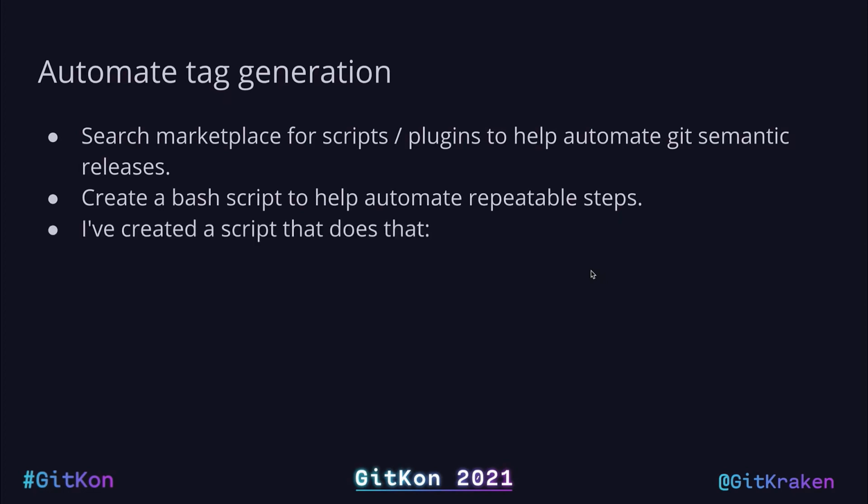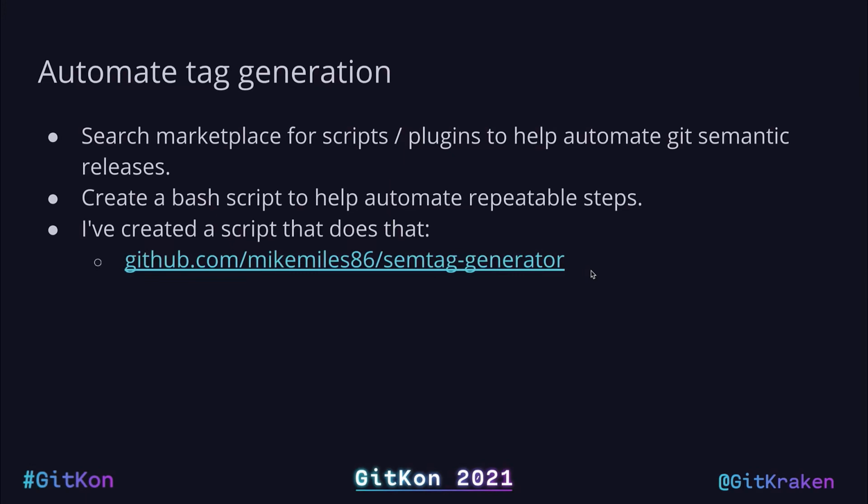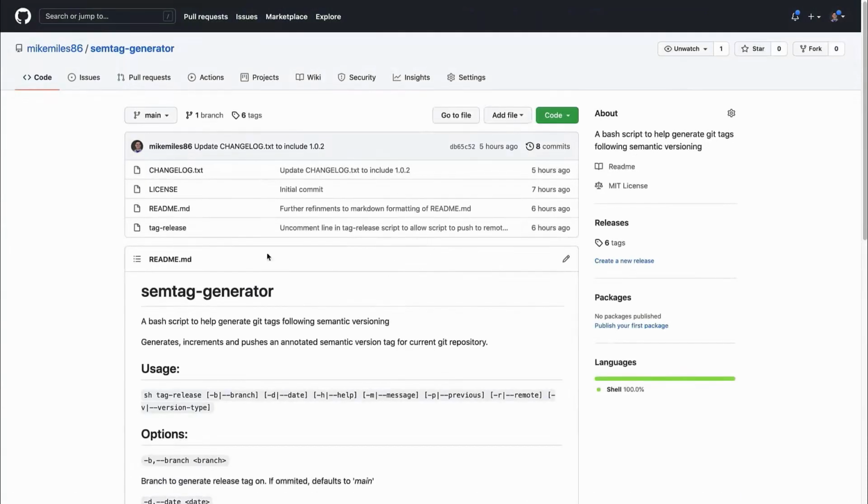In fact, you know what? I've already done this for you. I've created a script that does that. Not that this is in any way a presentation to sell anything that I've made, because I've created something that I've added the MIT license to, so you can use it as you want. But I've created a GitHub repo here, which is a little bash script called tag release that you can pull down and download to your computer.